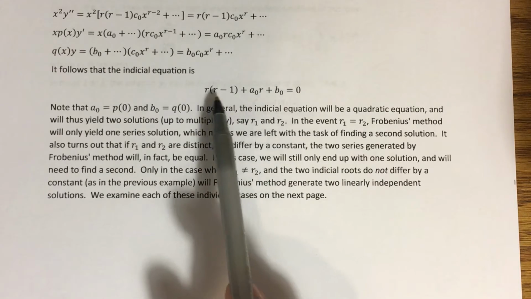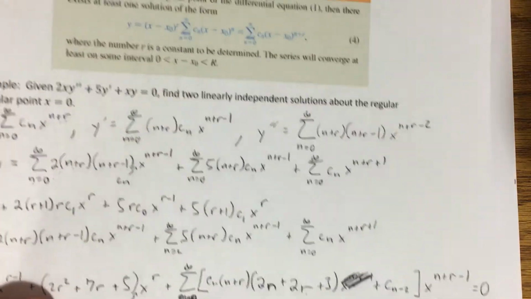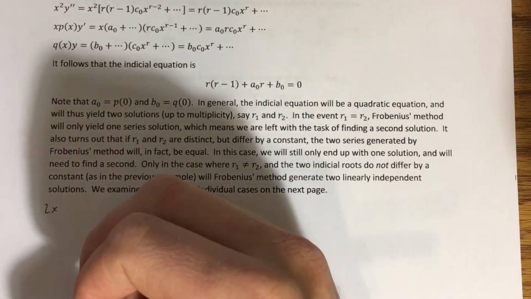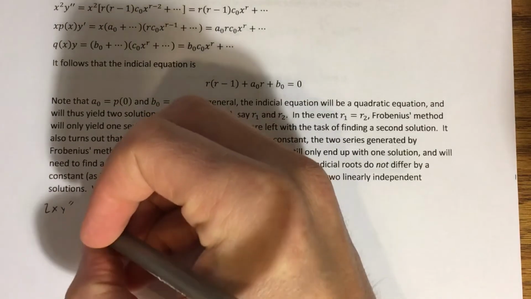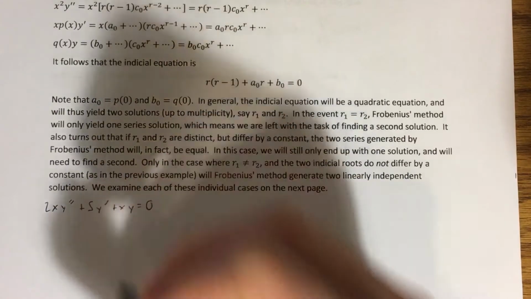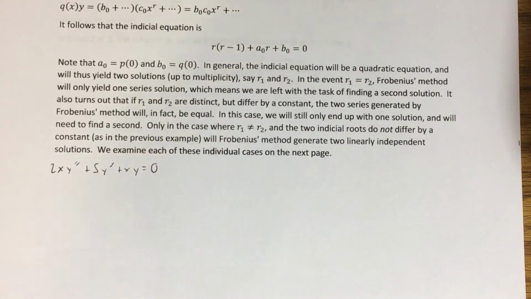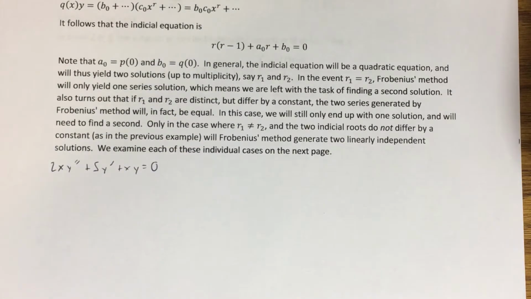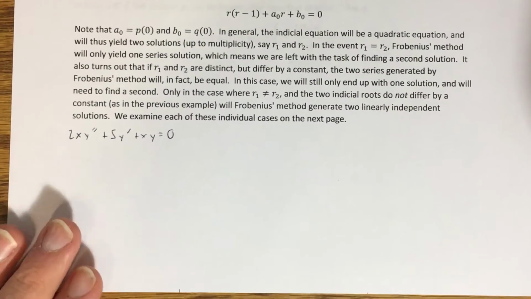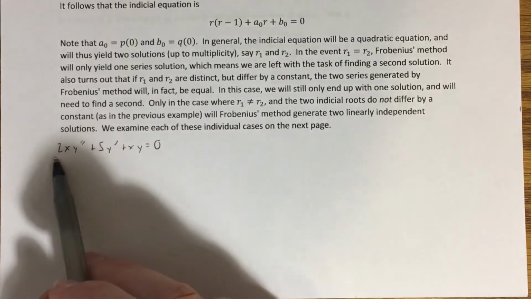So let's go back to the previous example, the one that we just did. This guy right here. Okay, I'm going to rewrite that differential equation. It was 2xy double prime plus 5y prime plus xy equals 0. So let's suppose that we were redoing that example, but now we knew what an indicial equation was and we knew how to find it. How would I go about finding that indicial equation before going through all of the work that I did on that page?